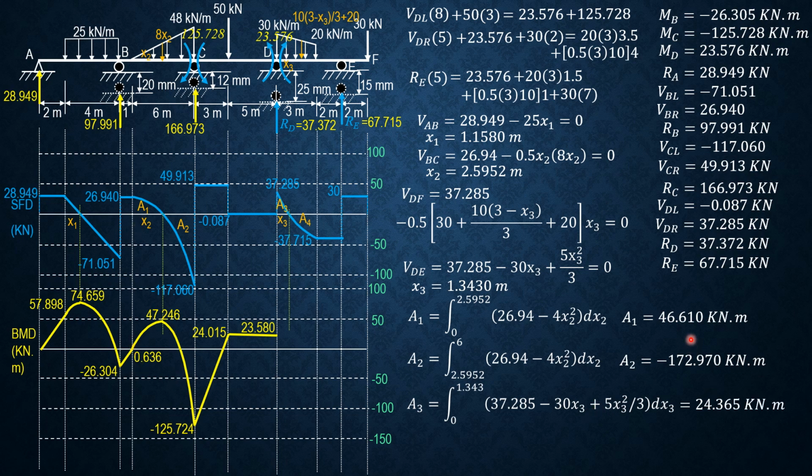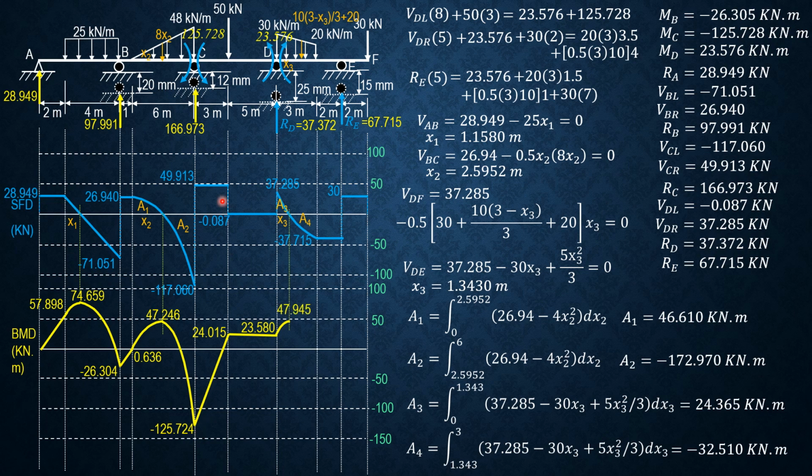So let's continue plotting. 0.646 plus 46.610 positive decreasing is 47.246. 47.246 plus negative 172.97, so it is concave down. Negative increasing, so it is negative 125.724. So remember, negative 26.304 is the expected moment at B. Moment at B is negative 26.305, and this is negative 26.304, so that's very okay. Moment at C is negative 125.728, and this is negative 125.724. That's also very okay.